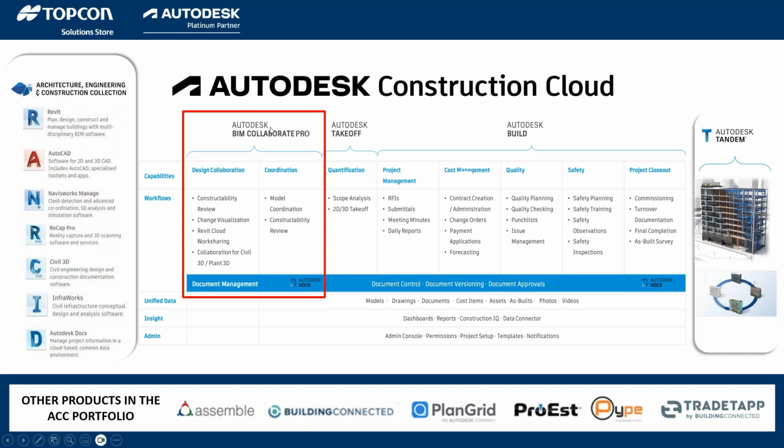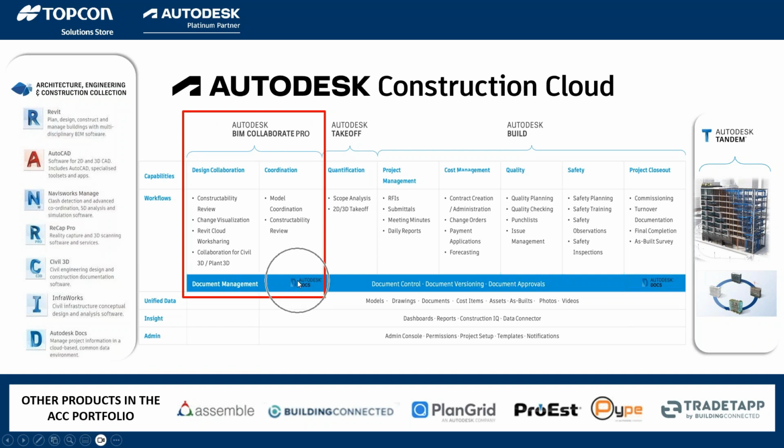BIM Collaborate Pro is more of your design side within the actual software. What this gives you is enhanced design collaboration and coordination tools, along with direct connections into your AEC collection software: Revit, AutoCAD, Civil 3D. BIM Collaborate Pro gives you direct connections into the software, making it more efficient and enhancing your overall collaborative environment. BIM Collaborate Pro has an actual module in the design software that it opens up and unlocks once you have a BIM Collaborate Pro license.